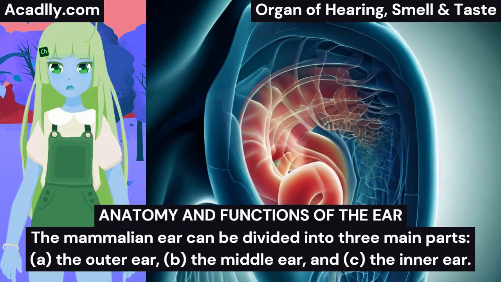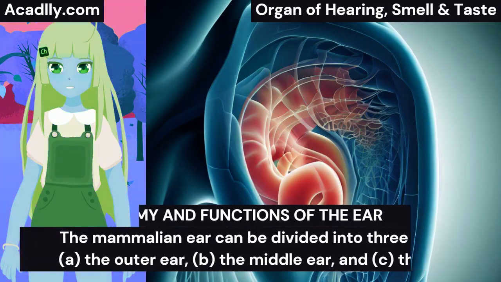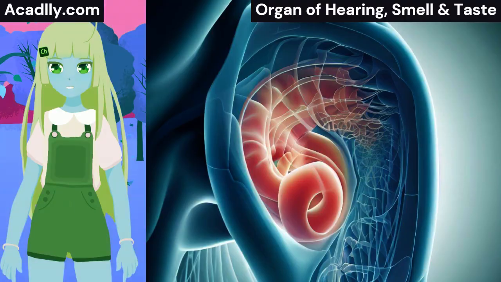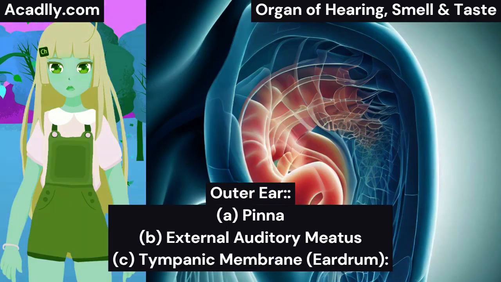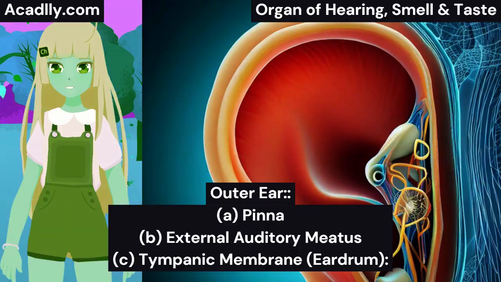The mammalian ear can be divided into three main parts: the outer ear, the middle ear, and the inner ear. 1. Outer ear. The outer ear comprises the following structures, starting from the outside of the organism. A. Pinna. This flexible structure is composed of soft cartilage covered with skin. The pinna collects sounds, detects their direction, and directs them into the external auditory meatus, ear canal.